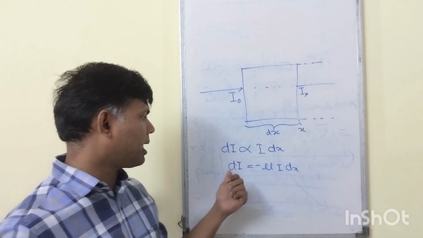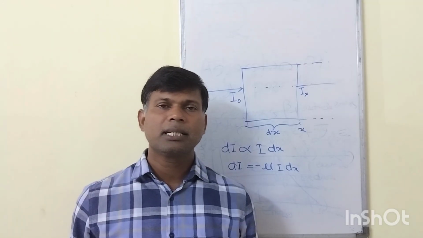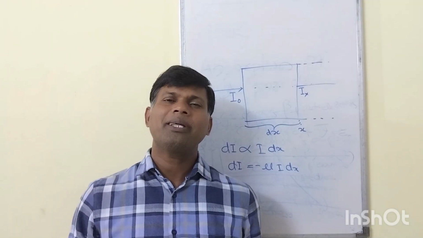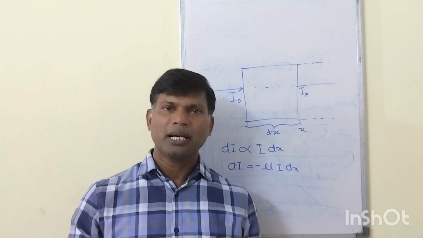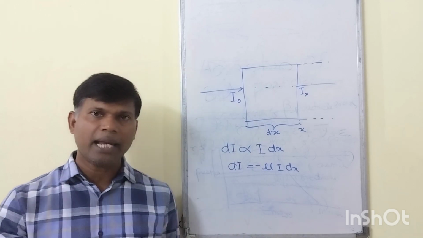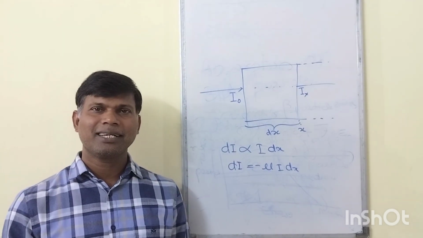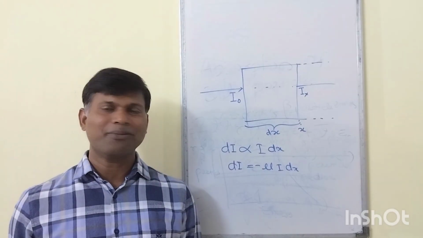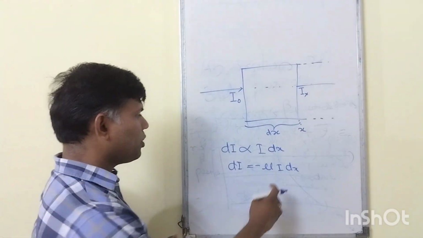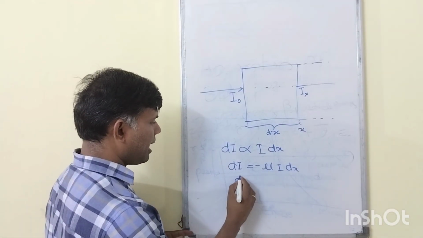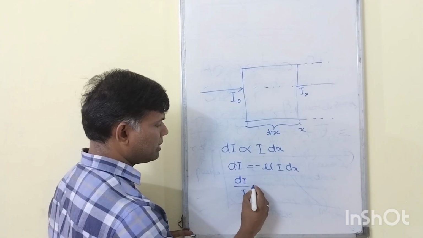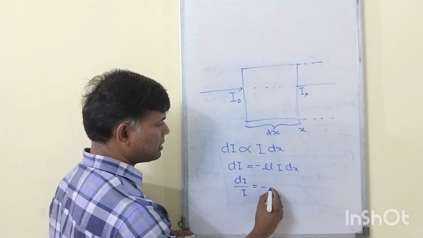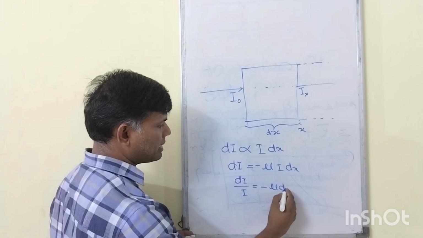Why minus? Because this dI is absorbed in the medium. The final intensity minus initial intensity: the final intensity is smaller than the initial intensity, so dI will be negative. That's why I am writing minus. So you bring this side here: dI by I is equal to minus mu dx.